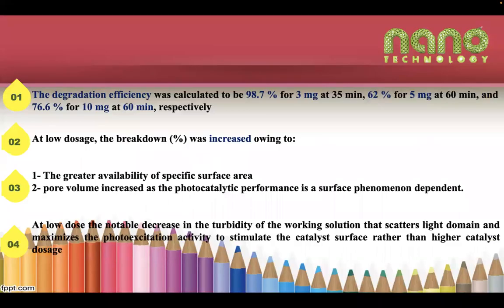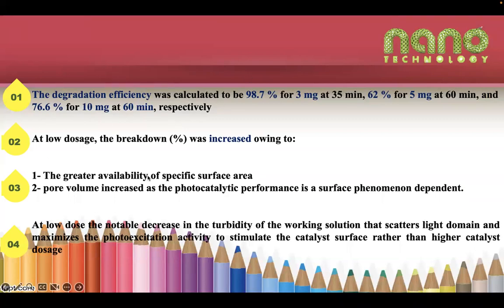And this is what we get, the conclusion for this study. The degradation efficiency was calculated to be about 98% for 3 milligram at 35 minutes, 62% at 5 minutes for 5 milligram at 60 minutes, and 76% for 10 milligram at 60 minutes, respectively.